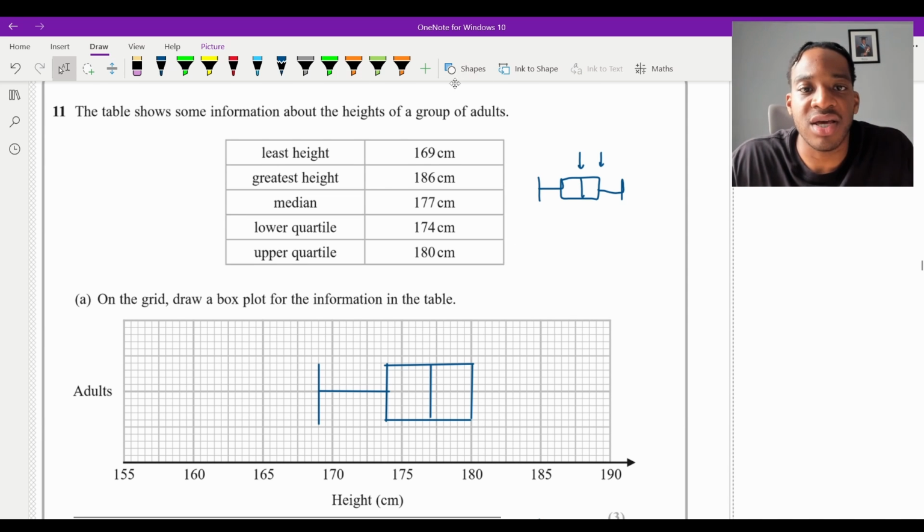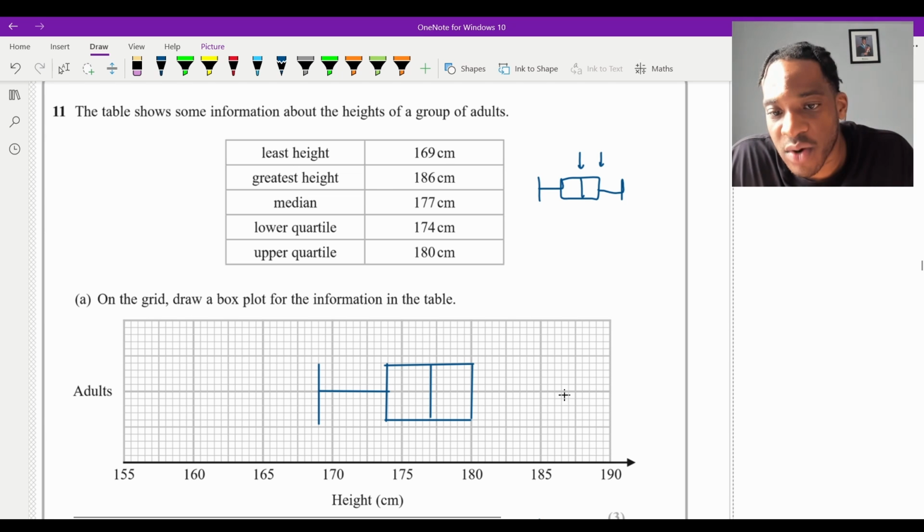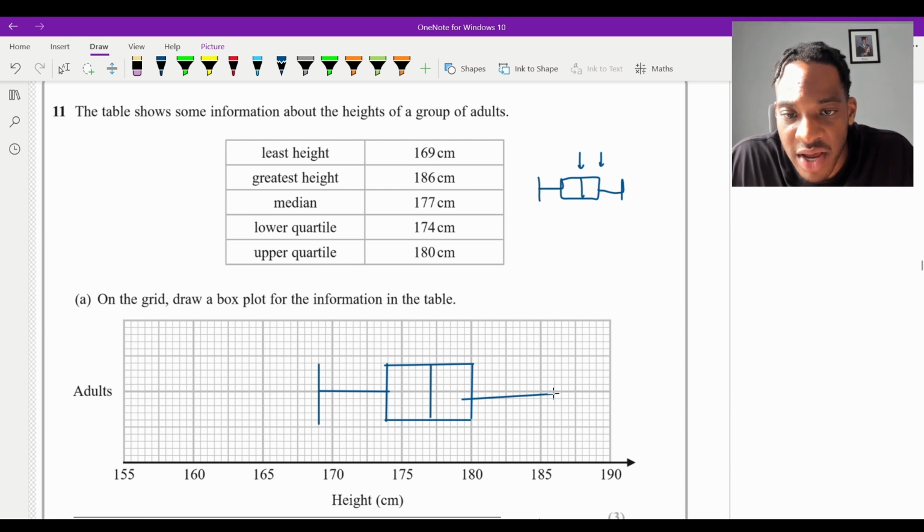And then now we need the greatest value, which is just 186, isn't it? So where's 186? That's going to be 2 after 185 because it goes up in twos. So it's going to be right here. And then I'm just going to connect this here, like that, isn't it? And then I'm going to just draw a vertical line to create a whisker. It's just going to be like that, and then straighten this up a bit. Like that. And then nearly done.